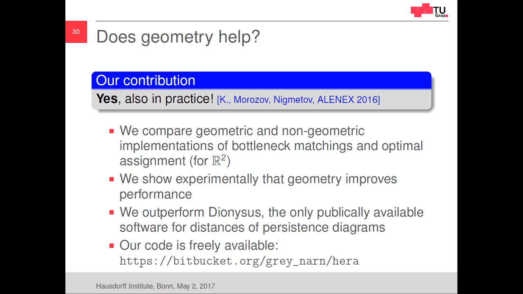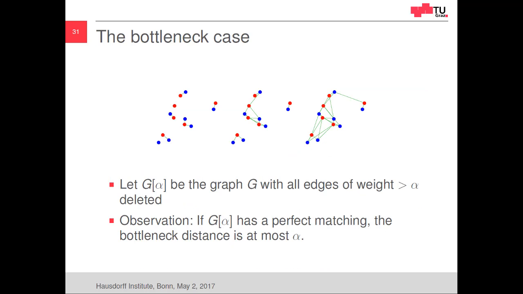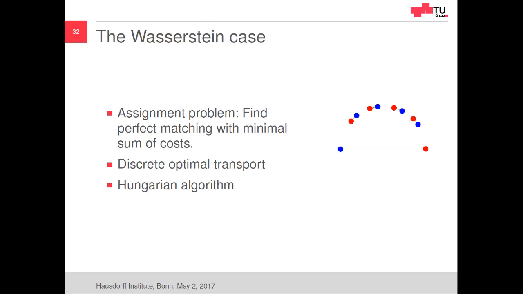But we have an application because persistence diagrams are something we really want to compute the distance of. And we compared it with Dionysus, which was, at least at the time where we worked on it, the only available software to compute these distances. And we outperform it on all examples we tried by a factor, by several orders of magnitude. So we'll see a plot later. And you can download this code from the Hera library. Okay, I will skip over bottleneck and I just talk about Wasserstein today.